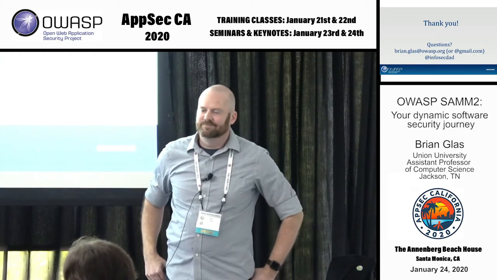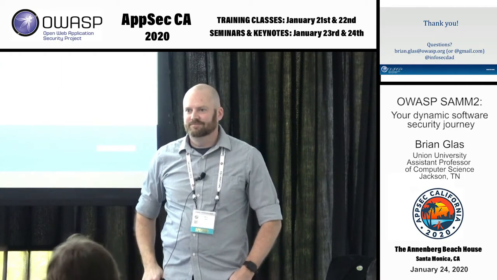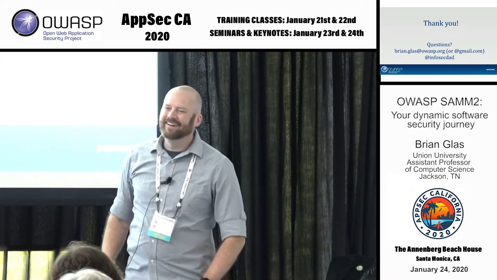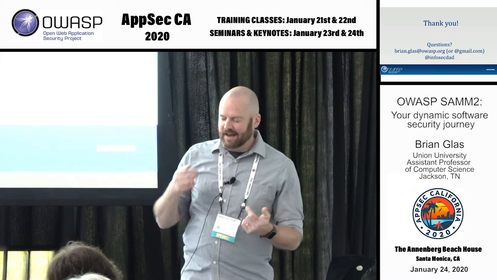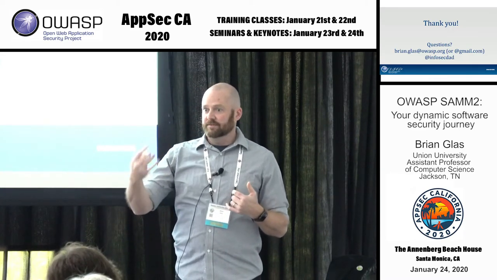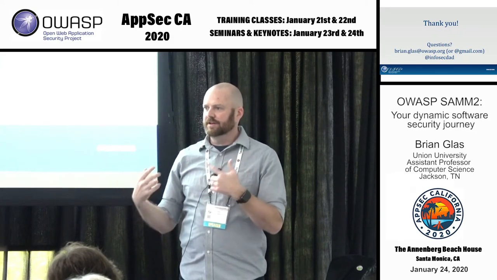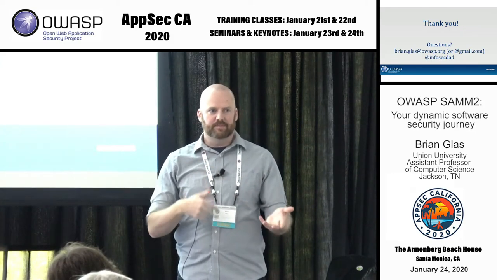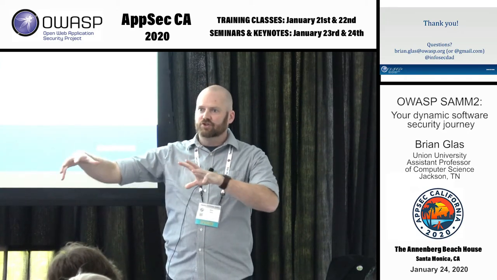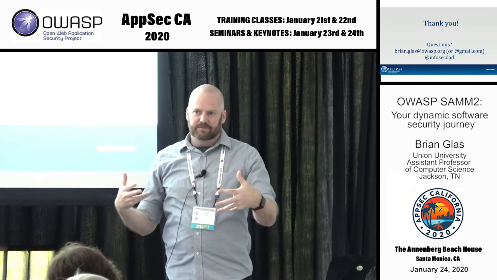So you mentioned that SAMM and BSIMM diverged. Could you talk a little bit more about how, and maybe not why, but how? So I think what happened, BSIMM describes itself as a descriptive model. They're simply reporting on what people are doing, versus SAMM, which is prescriptive, where we lay out where we think things should go. So there's definitely benefits to both.